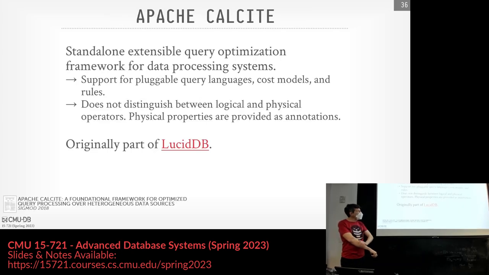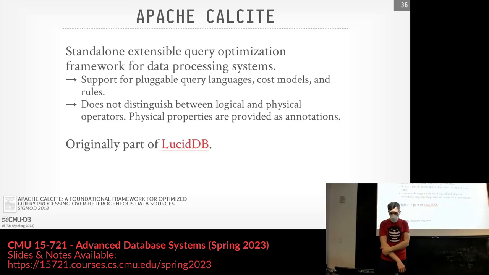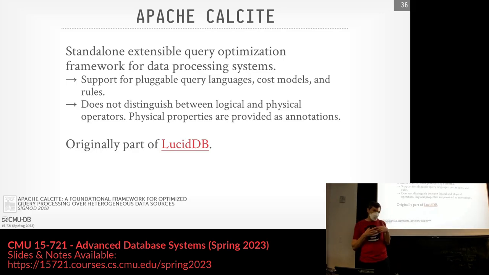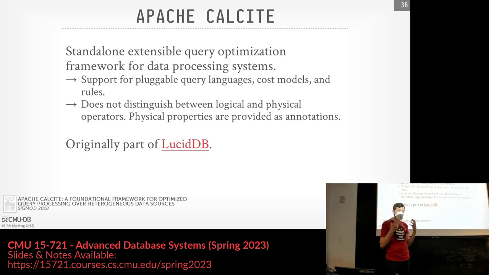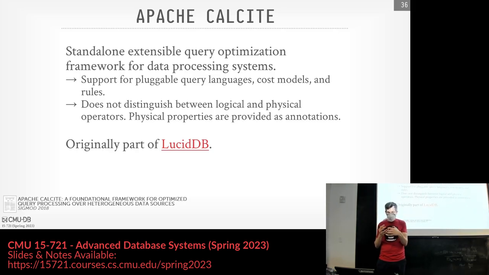All right, so the next one is Calcite. This is an open source project. It's a standalone query optimizer as a service. It's written in Java. And the idea here is that, instead of every data system having to re-implement their own SQL parser and the transformation rules and all that, you'd have a single service that could speak a bunch of different SQL dialects, knows how to put it down into a canonical form or internal representation, does the transformation on those, and produces some physical plan for you that you can run.